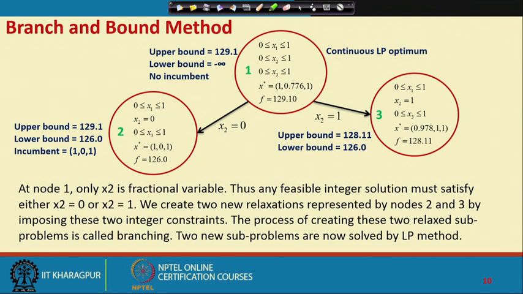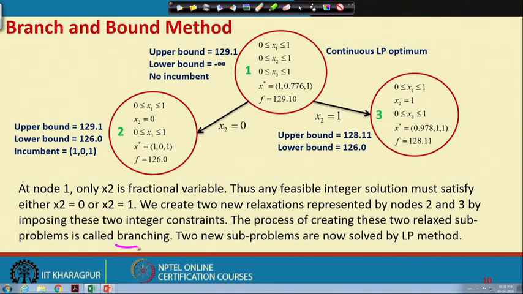Similarly, at node 3, I set x2 at 1, but x1 and x3 vary between 0 to 1. So, we created two new relaxations at nodes 2 and node 3 by imposing these two integer constraints. The process of creating these two relaxed subproblems is called branching. So, this is what we call branching.